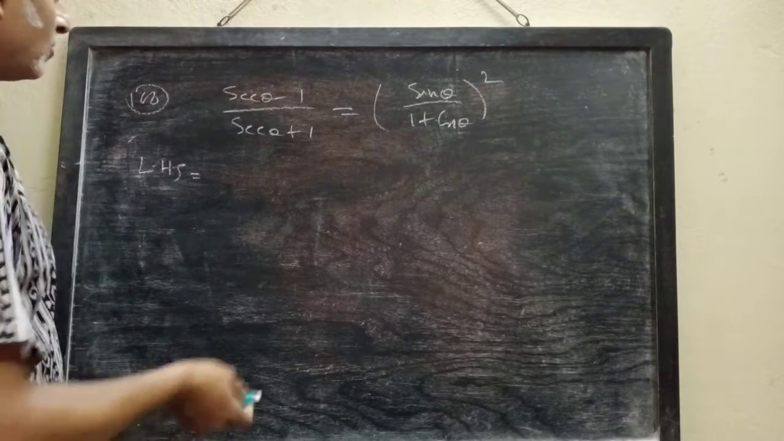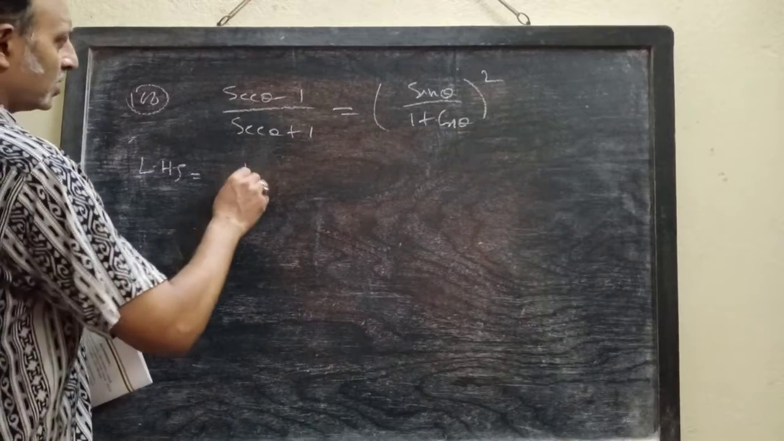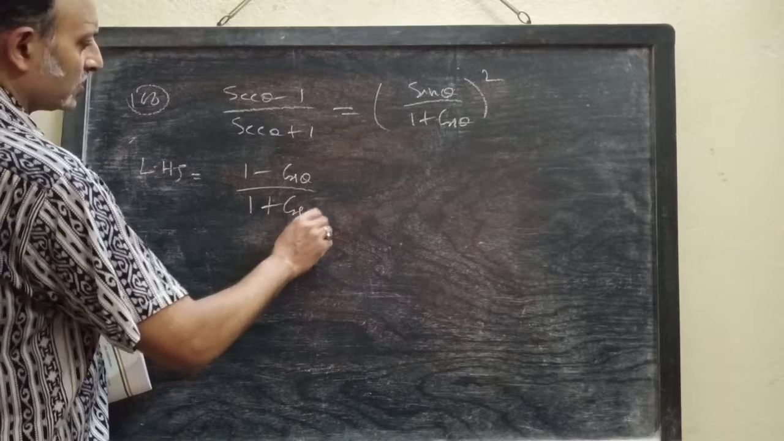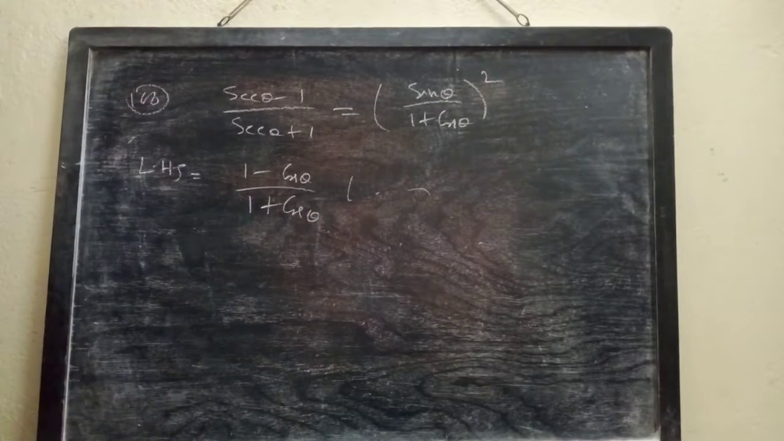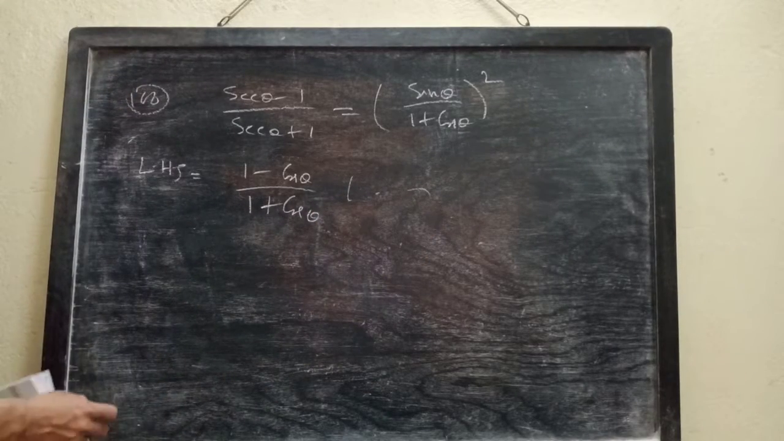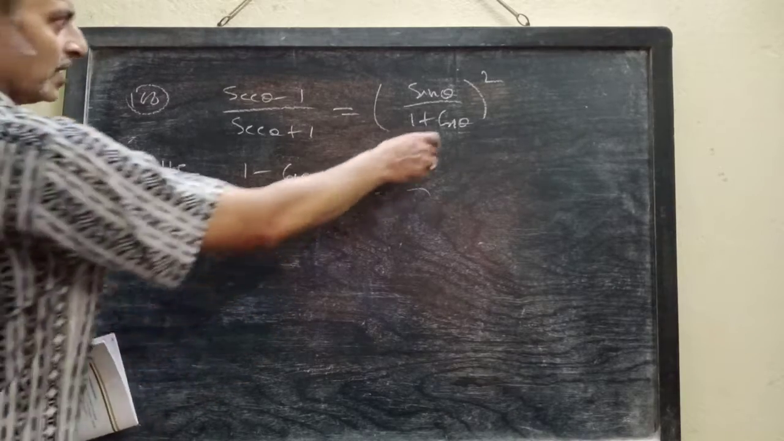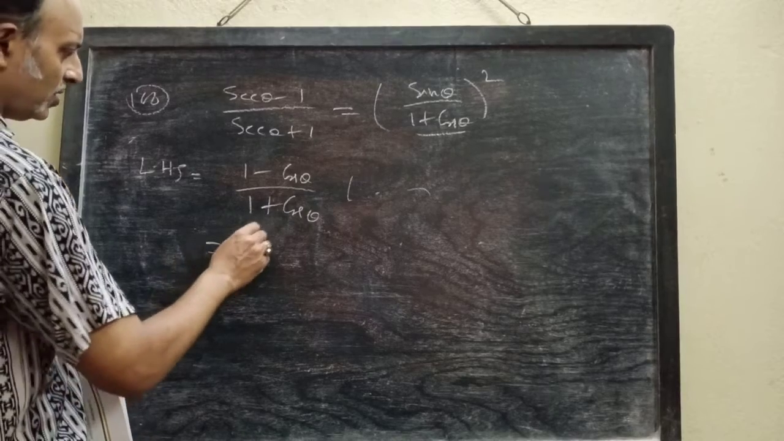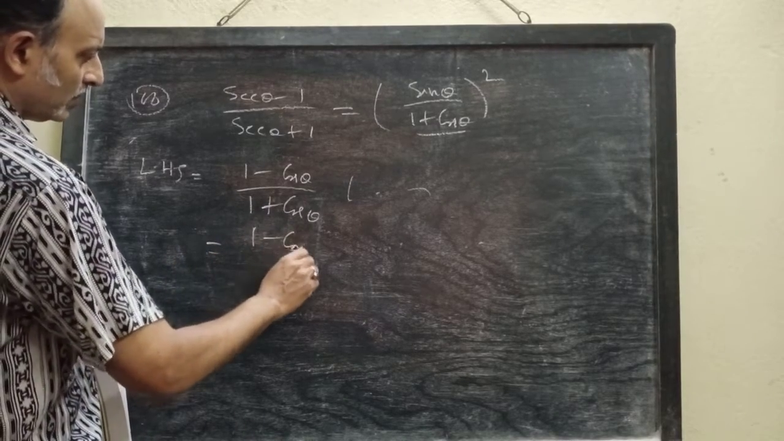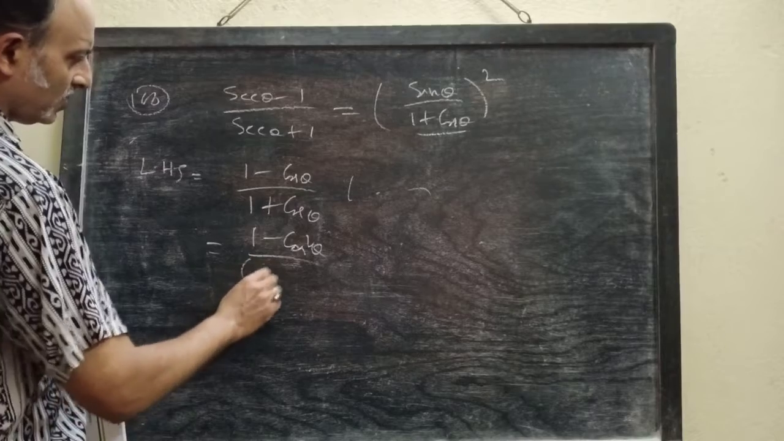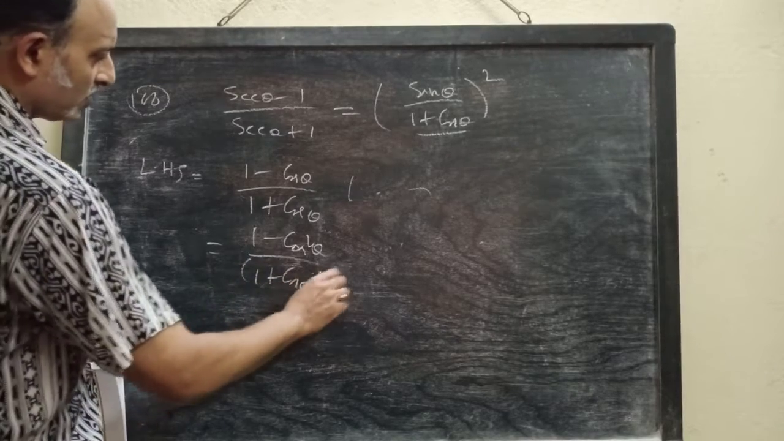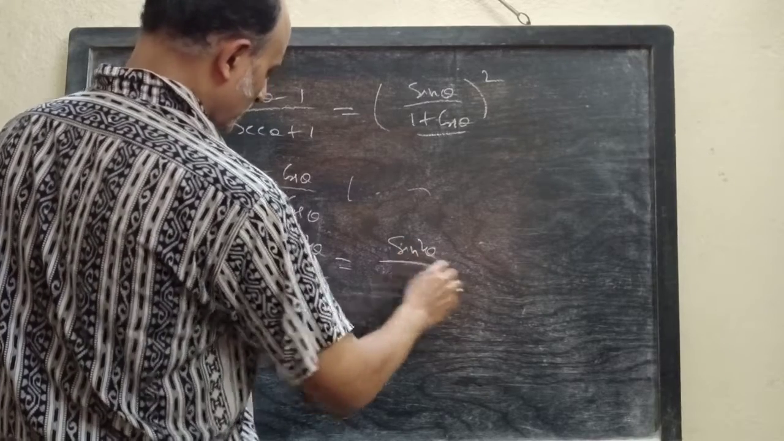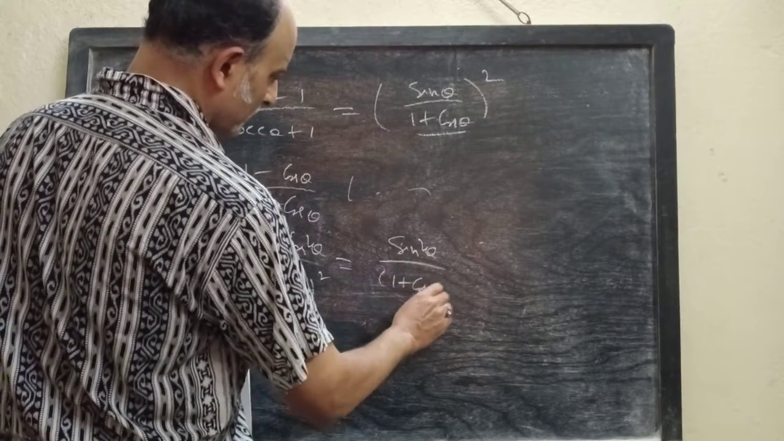Write this now, multiply both n and d by cos theta. You get 1 minus cos theta by 1 plus cos theta. Write that, multiply both n and d by cos theta. Then, as here it is 1 plus cos theta, multiply both n and d by 1 plus cos theta. Then you get 1 minus cos square theta, and here you get 1 plus cos theta whole square. 1 minus cos square theta is sin square theta, and here you have 1 plus cos theta whole square.